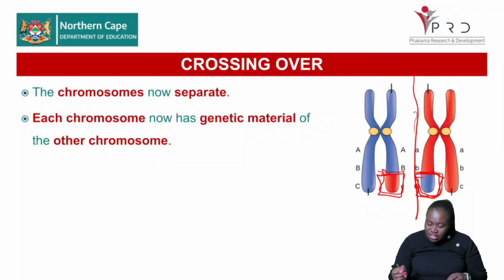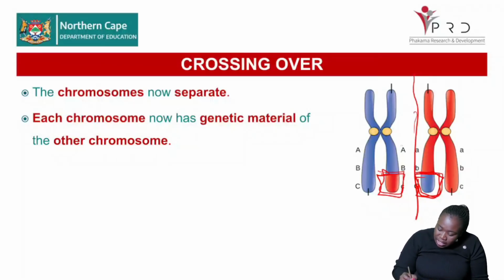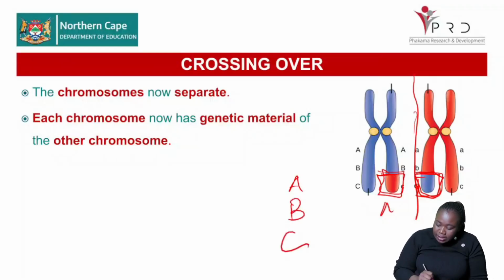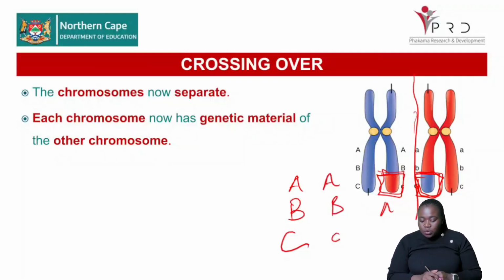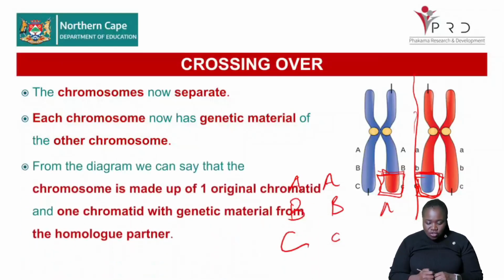So that means that the genetic material from the blue chromosome is now part of the red one, and vice versa. We can see this here because originally we had capital letters A, B, and C. But now we have A, B, and a small letter c. So that is one of the ways in which we can see that genetic material has been exchanged.